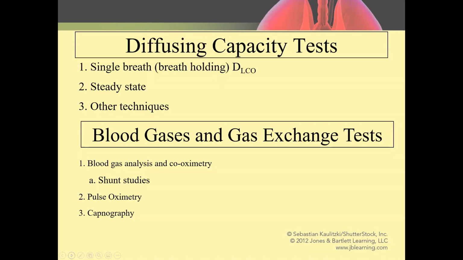And then blood gases and gas exchange tests, looking at blood gas analysis and co-oximetry. So again, the difference between co-oximetry and pulse oximetry is co-oximetry is using multiple wavelengths versus pulse oximetry using infrared absorption. Co-oximetry uses multiple wavelengths to actually tell you not just how saturated the blood is with oxygen, but how saturated the hemoglobin is with other, I'm going to call them dyshemoglobins. So things like carboxyhemoglobins and methemoglobins and things along those lines. And the other tests that we have here as well, pulse oximetry, capnography, etc.